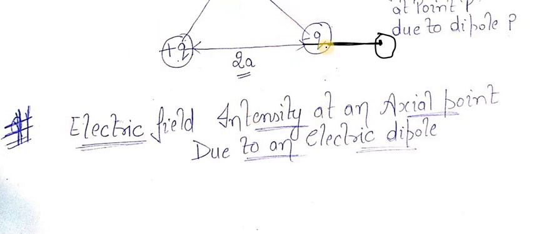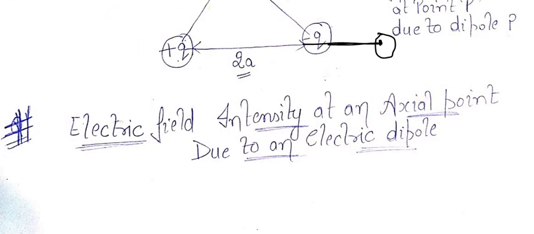So due to this dipole, you have to find the electric field intensity at this point. The basic concept is: you first find the electric field intensity due to the plus q charge at this point, then due to the minus q charge, and then you write the summation.